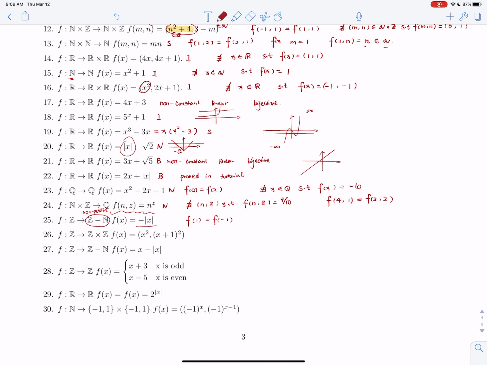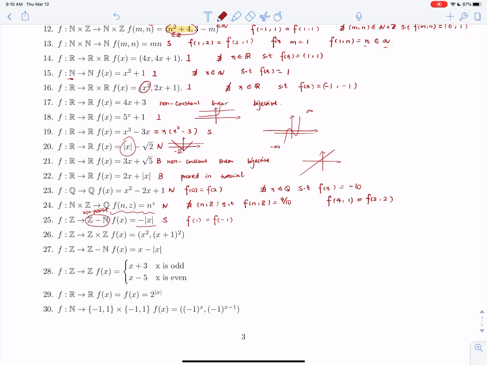It is surjective, okay? Because if we want -1, we can get x equals 1 or -1, doesn't really matter. -2, we can get that as well. -3, any of the negative integers we can always map to, so it is surjective.